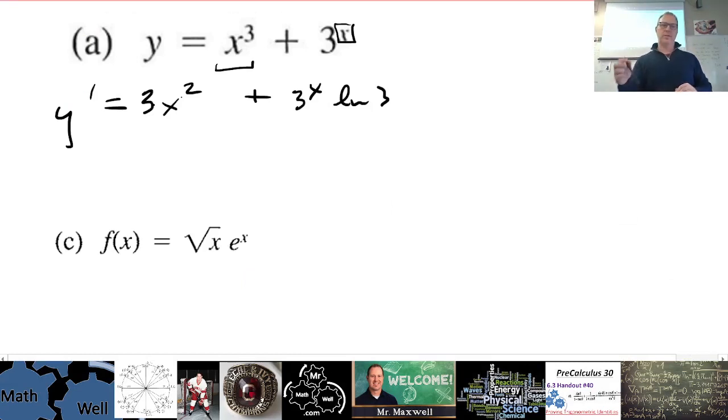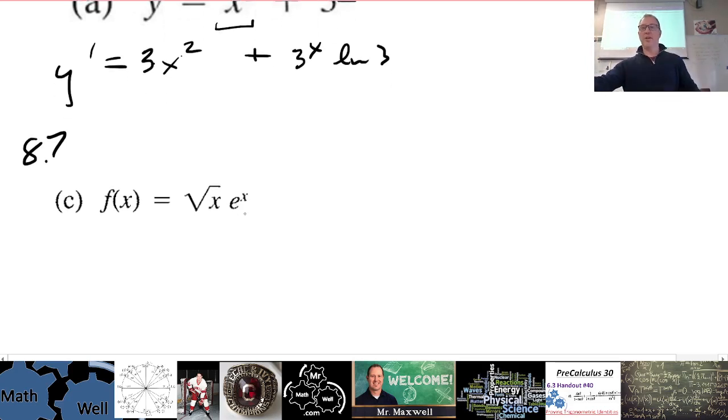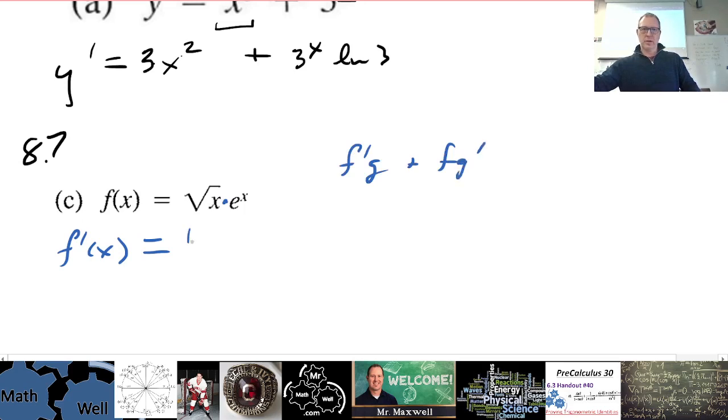Okay, from the review, this is 8.7, e to the x times root x. Yeah, the derivative of this is tough. All right, the derivative of this uses the product rule. Did you notice that's product rule? All right, awesome. So what's the derivative of the first? Because product rule is like this, right? 1/2 x to the power of negative 1/2. I like it. Yeah. Derivative of the first times the second, plus the first.